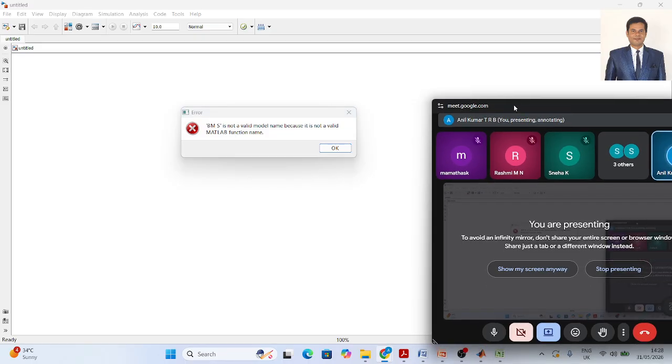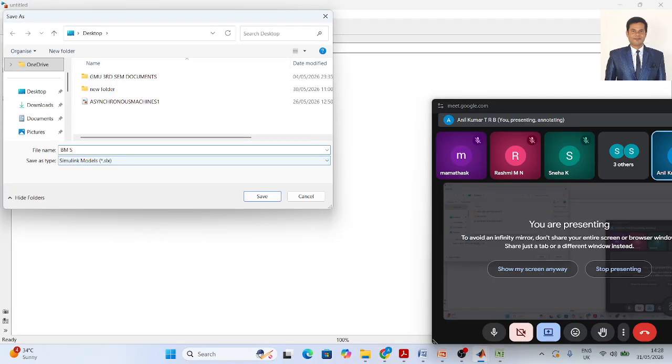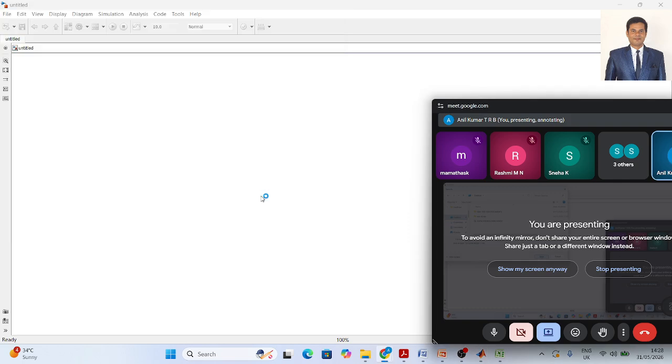Is it visible now? Yes, sir. BM, I have given the space. Okay, it says it is not a valid model name because it is not a valid MATLAB function system. Okay, then what should you do? Without giving the space you have to save it. BM, now what should we do, write it together with S. Now it will save in any folder. Make some folder and save it there. Now untitled will be renamed as BMS, battery management system.